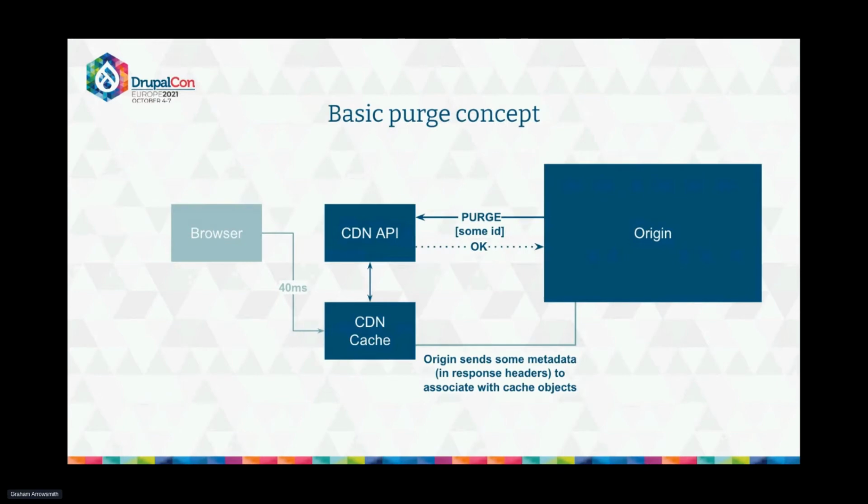So our basic CDN concept, which Graham just explained. Now we just introduce a part of the CDN API here, and we can see that basically there are two things. The origin needs to set some metadata to the CDN cache, so that it knows what data to associate with that cache layer, and then it needs to send a CDN API call to tell it what to clear in the cache. So now we will look more closely at this metadata, and how it is generated at the Drupal end.